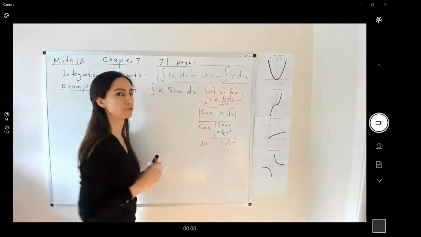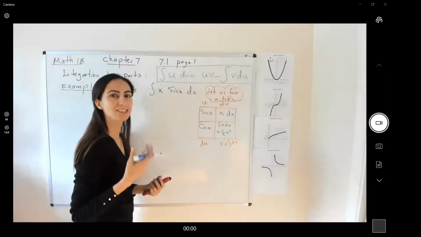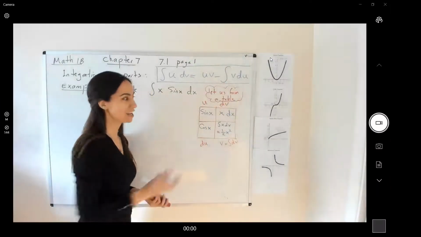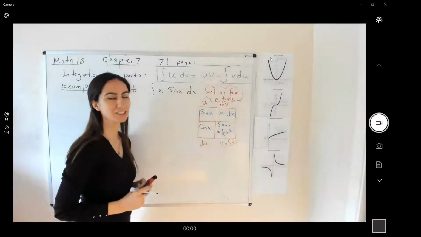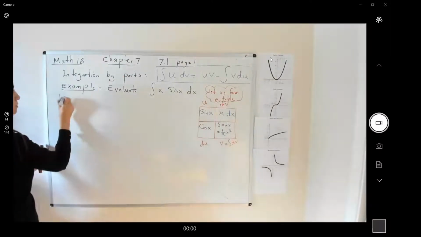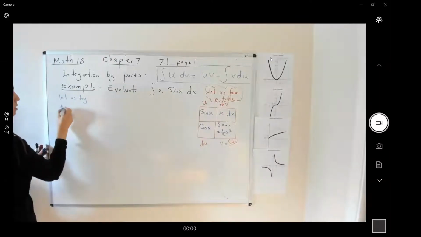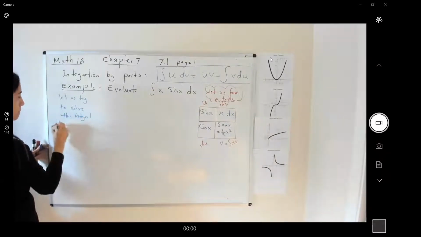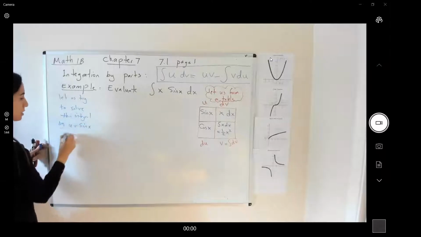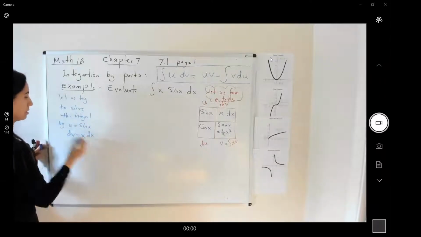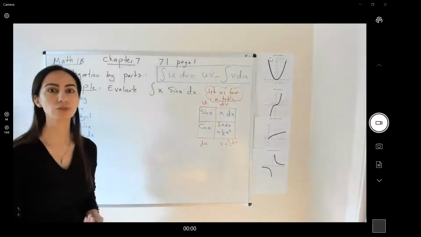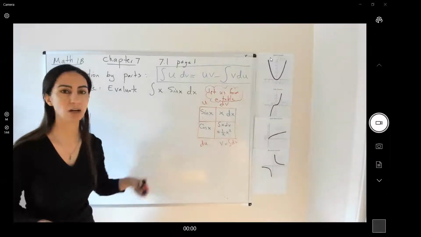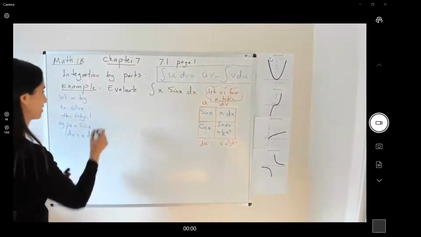Very well. Okay, I have a half x squared. Let me try to follow the formula and see if I can get an easier integral to work with. If not, I have to switch u and dv. So let us try to solve this integral with u equals sine x and dv equals x dx. This is my first choice. I'm trying to see which one is a good choice for me.